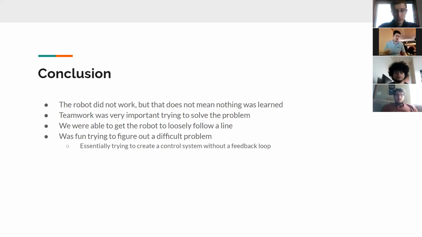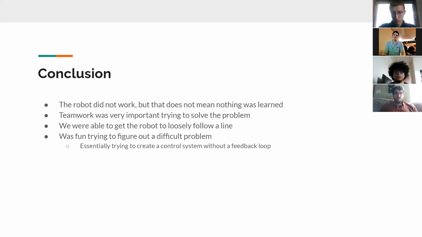So in conclusion, while the robot didn't work, that does not mean that nothing was learned. Teamwork was very important while trying to solve the problem, and we did learn a bit about communication and debugging code and whatnot with that. We were able at one point to get it to somewhat follow a line, but the line sensors were still not very accurate, so it wasn't able to do that for very long. It was fun trying to figure out a difficult problem.